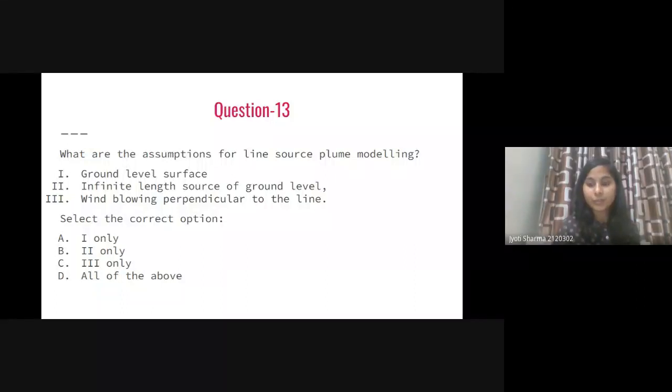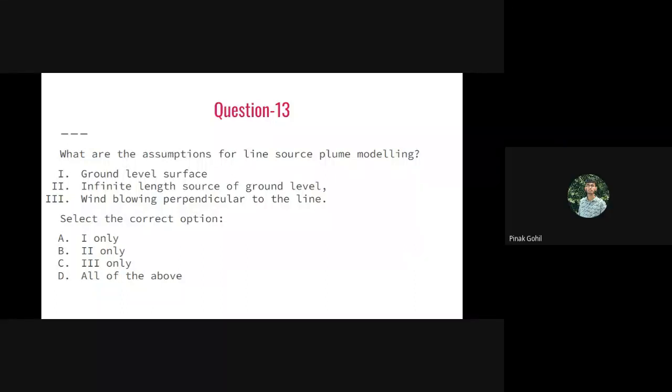Pinak, what do you think? What should be the answer? Yes, ma'am. I will take a time too. But as per my understanding, I think D will be the answer because ground level surface is related to line source, and second, in line source there is an infinite length. I think, as I have seen in the videos, there is a wind blowing perpendicular. So I think D will be the answer.